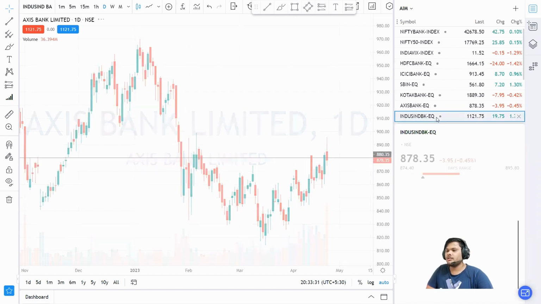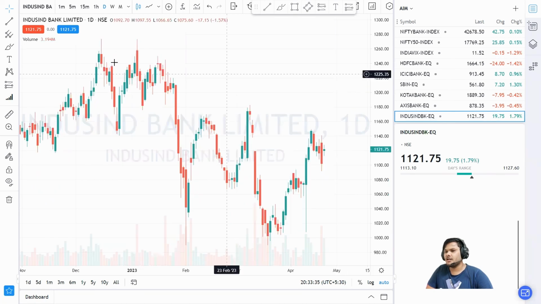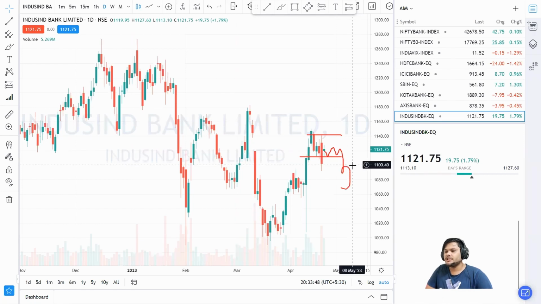Now let's look into our last bank, which is IndusInd Bank. In IndusInd Bank, you can clearly see that it made a doji candle here. So it needs to trade above 1140 for taking any kind of buying trade, or if it trades below 1110, then you can consider it for selling. My suggestion would be, if tomorrow the market trades below 1110, then you can consider it for selling. Target will be around round level 1100. Next target will be 1092.